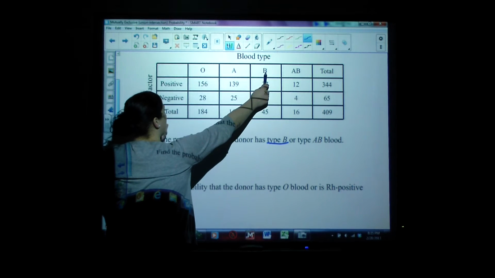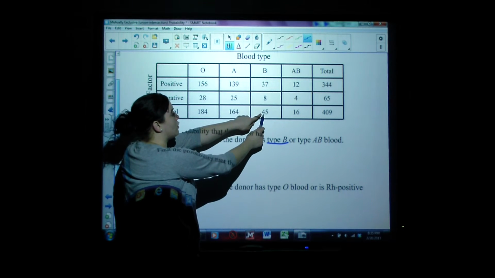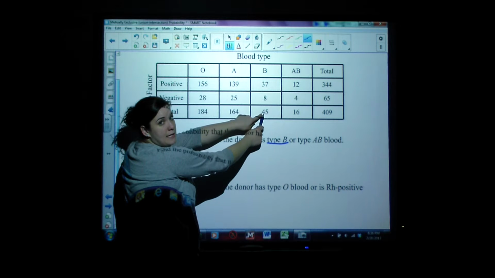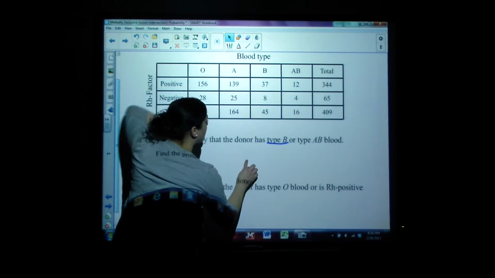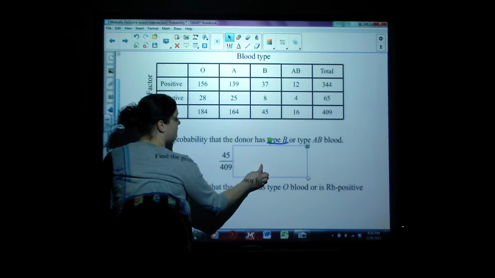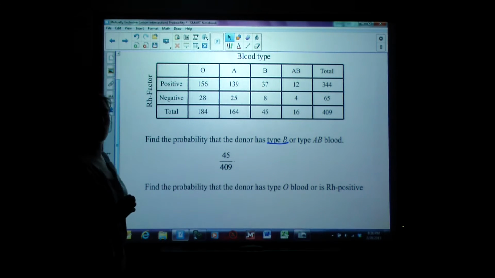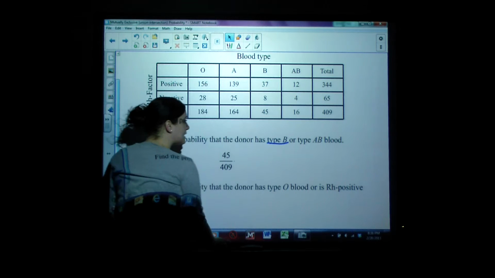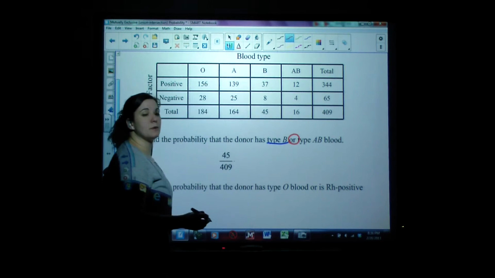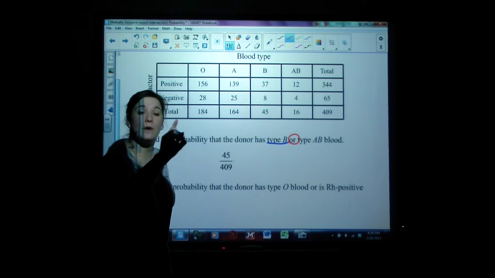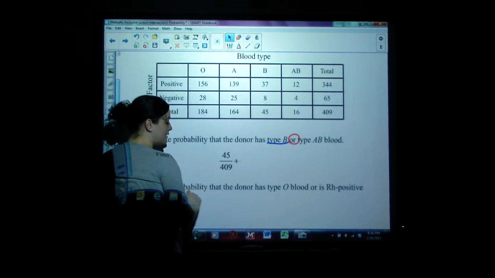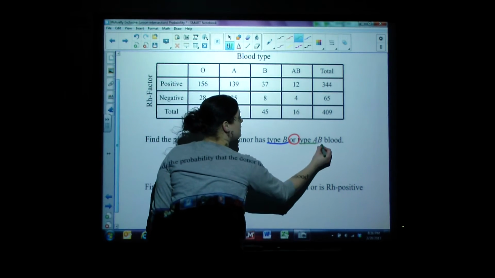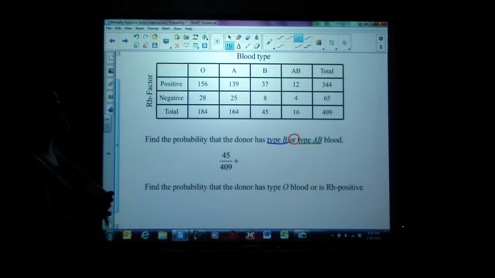Here's B, and if you look at the total, 45 total people have B blood, out of how many total donated? 409. So the probability that somebody would have type B blood would be 45 out of 409. And then it says or. So what do we do when we say or? We add and subtract the overlap. So we're going to add that to the next event, which would be the idea of somebody having AB blood.